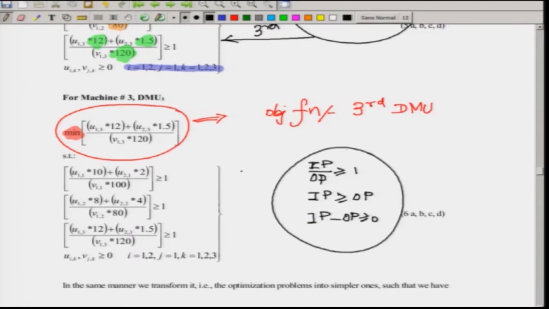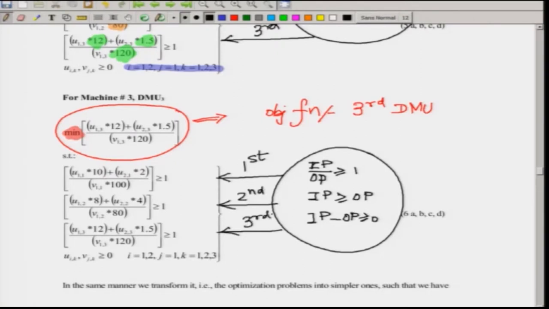So, they are being utilized for the first constraint which is for the first DMU, the second constraint which is for the second DMU and the third constraint which is for the third DMU. So, this is the first, this is the second and this is the third.